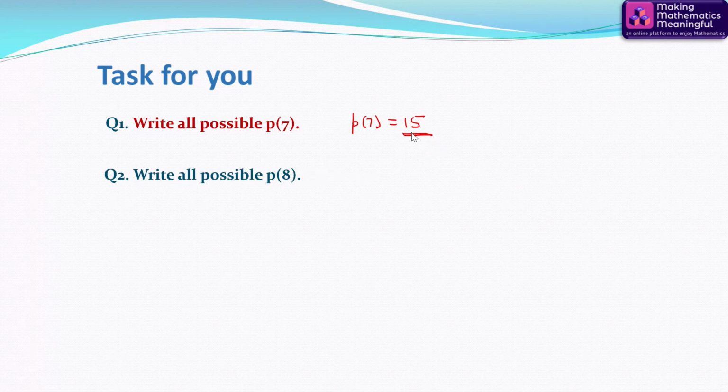So here is a task for you. Write all possible partitions of 7. In the last table, I have already shown that p of 7 is 15. So there are a total of 15 possible partitions of the number 7. List down all 15 possible cases. And another task: write down all possible partitions of 8, and p of 8, as already shown, is 22.